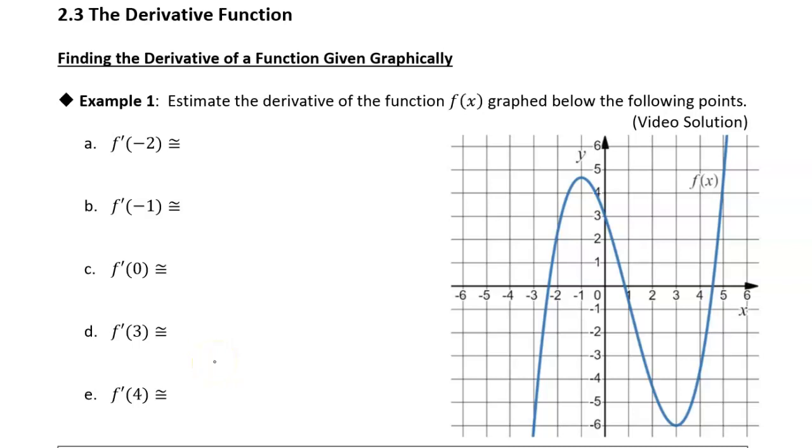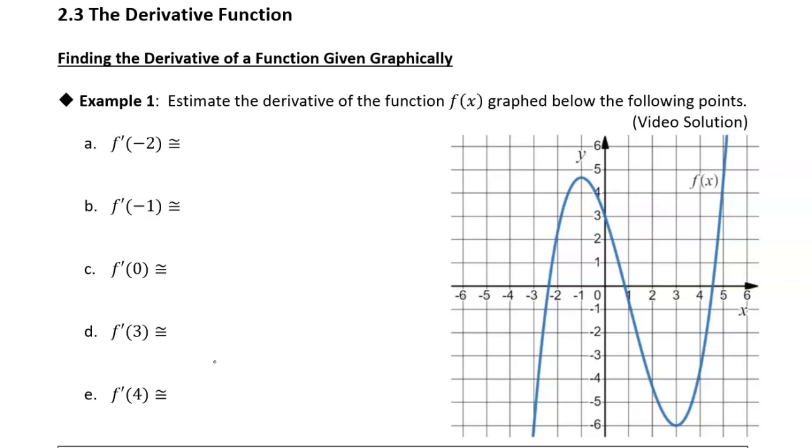In the last section, we looked at the concept of instantaneous rate of change, where we look at the average rate of change over smaller and smaller intervals about a point, and we can estimate the instantaneous rate of change at that point. And we define the derivative of a function to be the instantaneous rate of change at a point. It's the slope of the graph at that point, or the slope of the tangent line to the curve at that point.